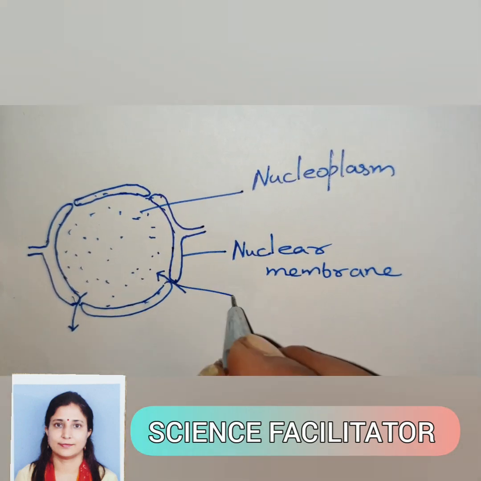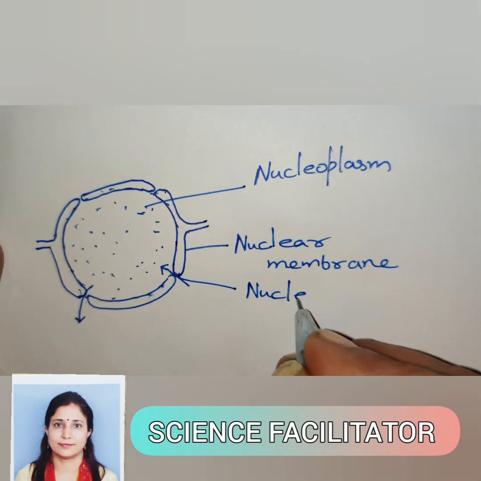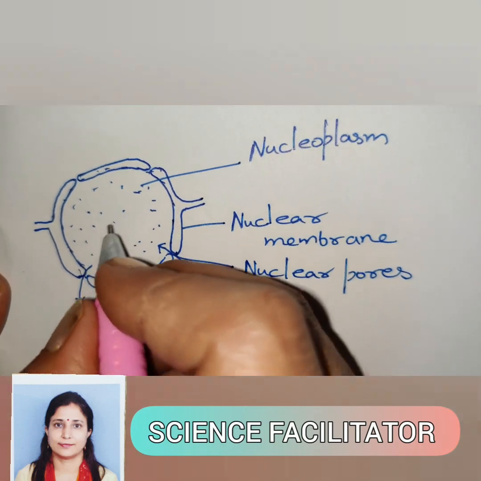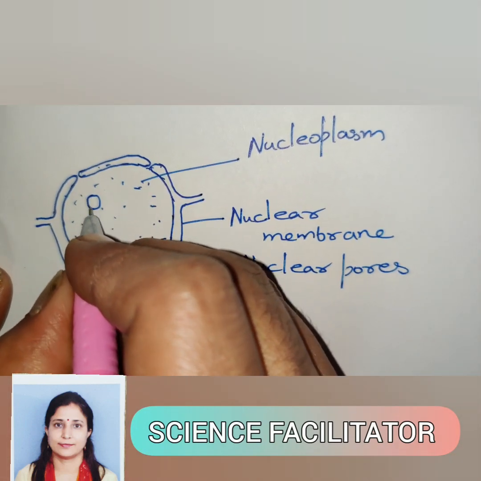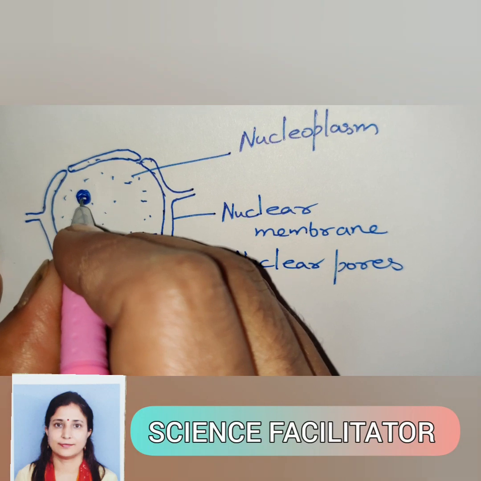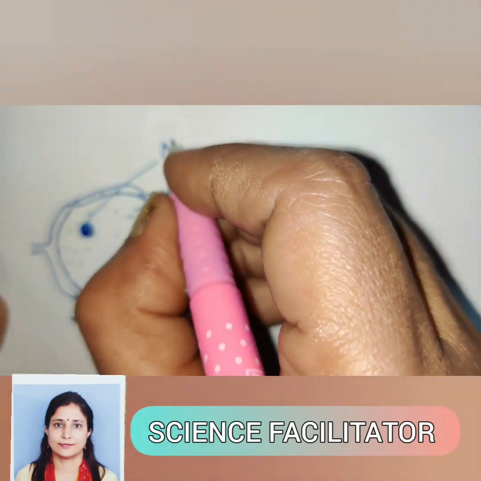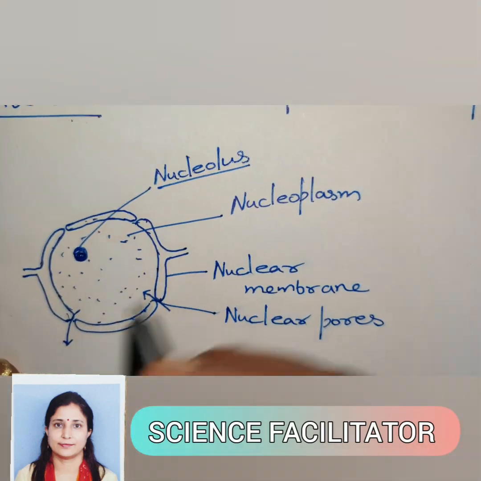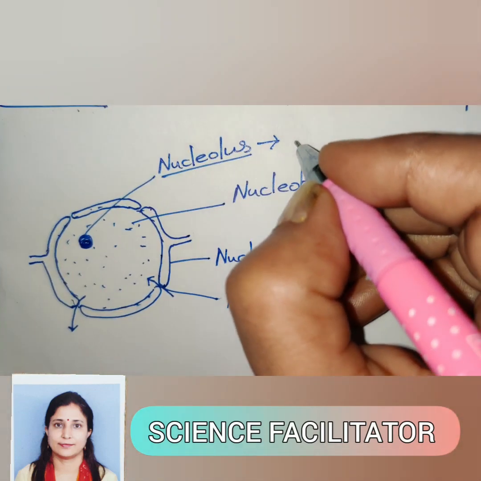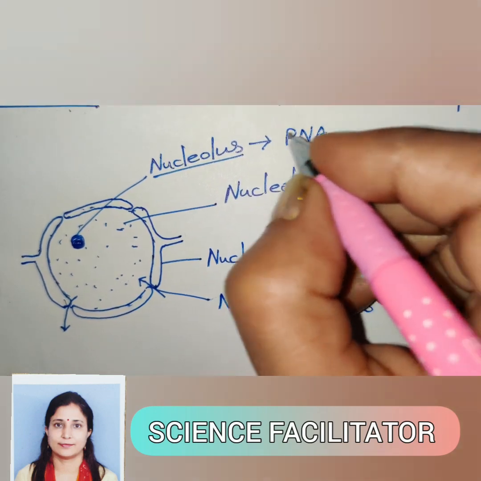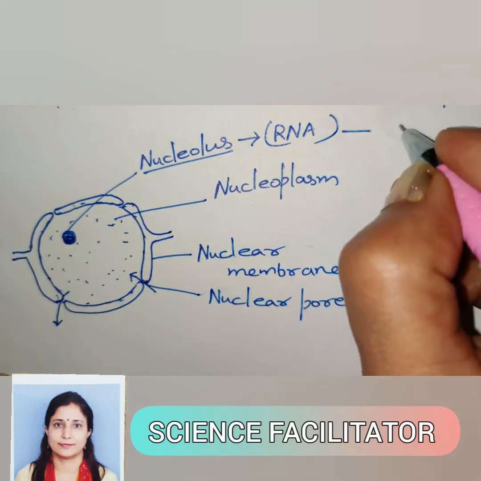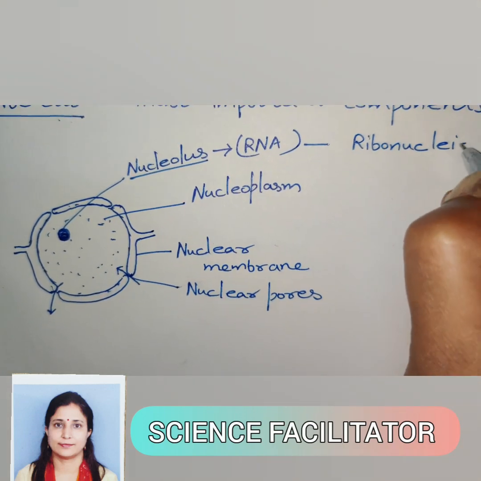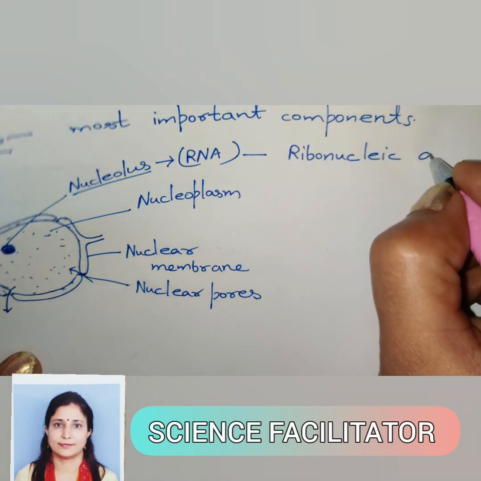And these are the nuclear pores. There are one or two spherical structures in the nucleus known as a nucleolus. These nucleoli are the sites of RNA synthesis, and they are rich in RNA. RNA stands for ribonucleic acid. They help in protein synthesis.